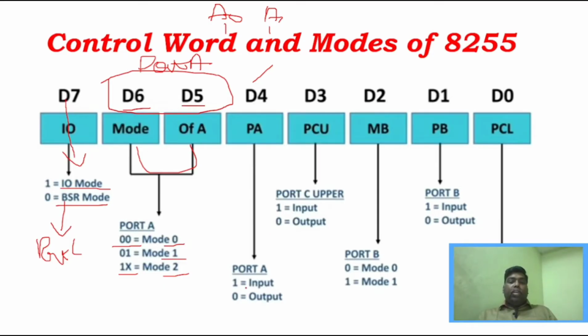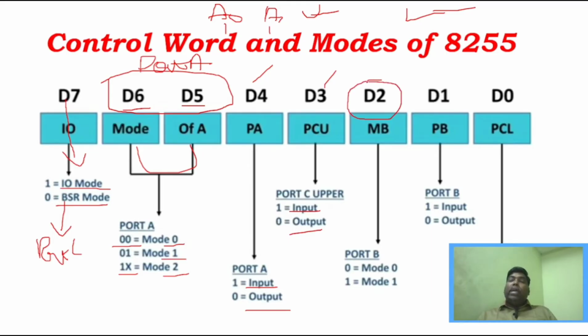You can see here, if it is 1, it will act as an input port, and if it is 0, it will act as an output port, right? Similarly, D3. We know that port C is split into upper nibble and lower nibble, right? Upper nibble, the upper 4 bits, and lower nibble, lower 4 bits. So D3 tells you whether the upper nibble, the upper port C, is going to work as an input port or output port, right? You can see if it is 1, it is input port, and if it is 0, it will act as an output port, right? And similarly, D2.